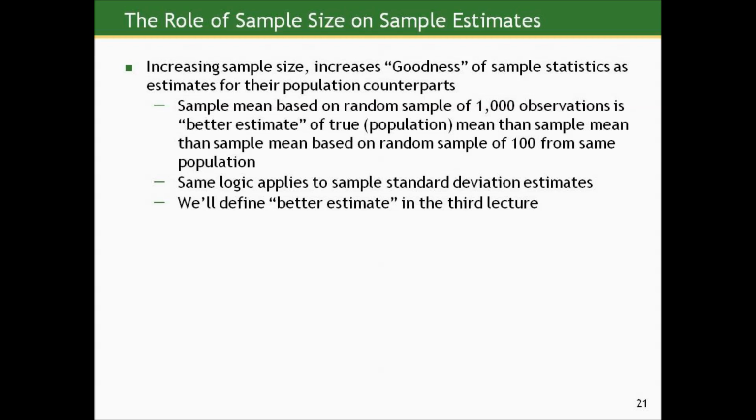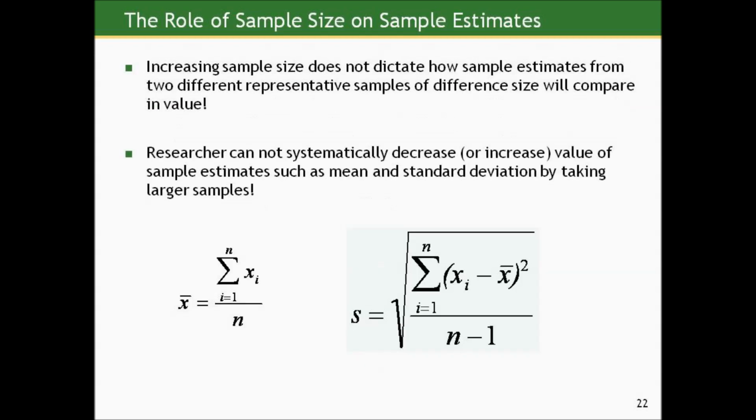The same logic applies to sample standard deviation estimates. But what does it mean to be a better estimate? I want you to think about that and try and think about what your intuition is getting at. Why do you think a larger sample gives a better estimate, if you do, and if you don't, we can talk about that too? But if you do intuitively think so, what do you mean by that? And we'll contrast that with what I mean when we get to the third lecture.